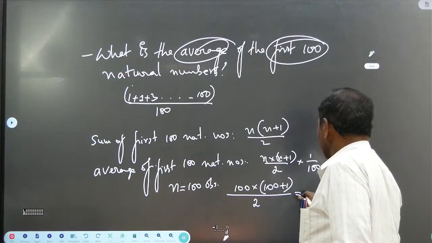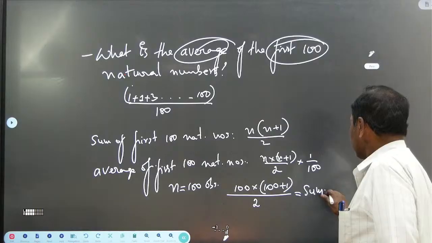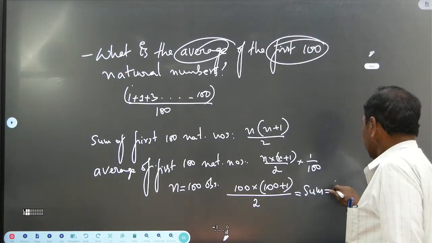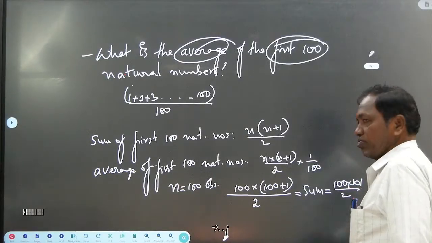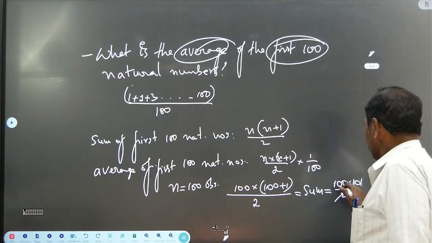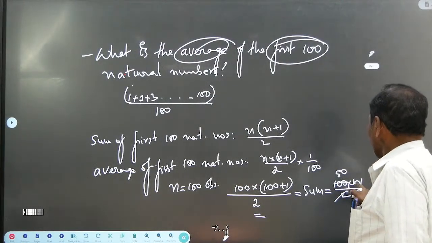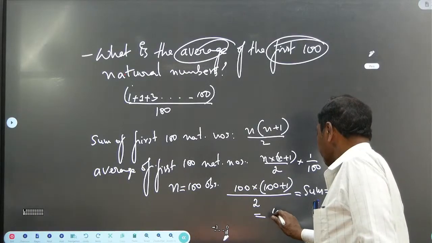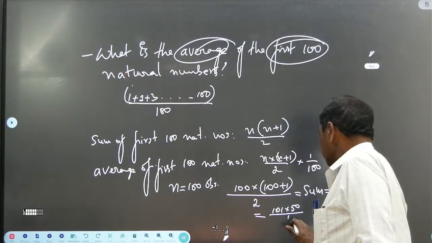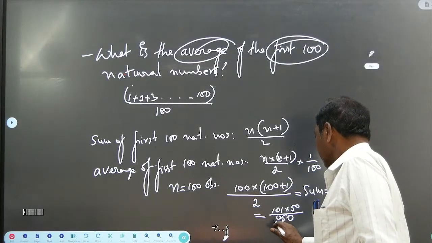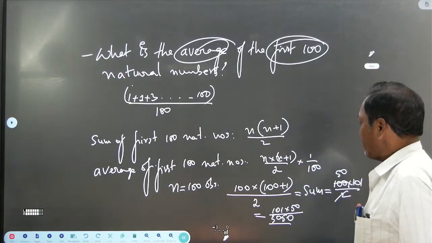You will get the sum of 100 numbers. That is 100 into 101 by 2, so 50, and the next one is 101 into 50, which is 5050. Now you want to know the average.